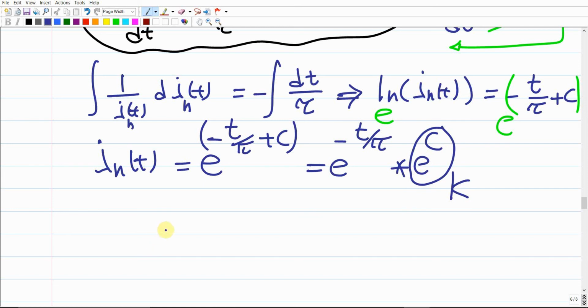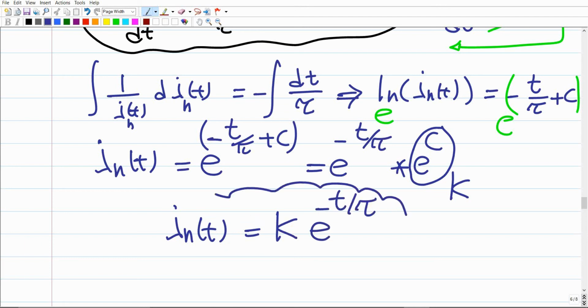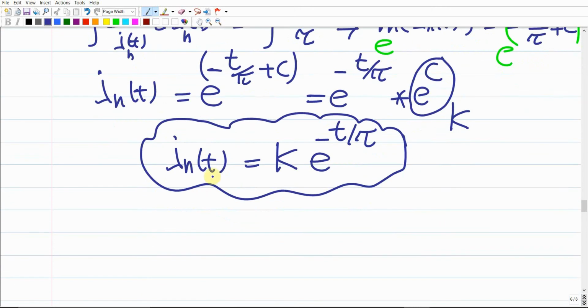So at the end, we're going to end up with this expression for the homogeneous solution: k, which is a constant, times e to the negative t over tau. Again, tau is the time constant and t is just the time. So as you can see, we end up with the homogeneous solution of the current as a function of time. It depends on the exponential of negative t over tau, where again k is just a constant.